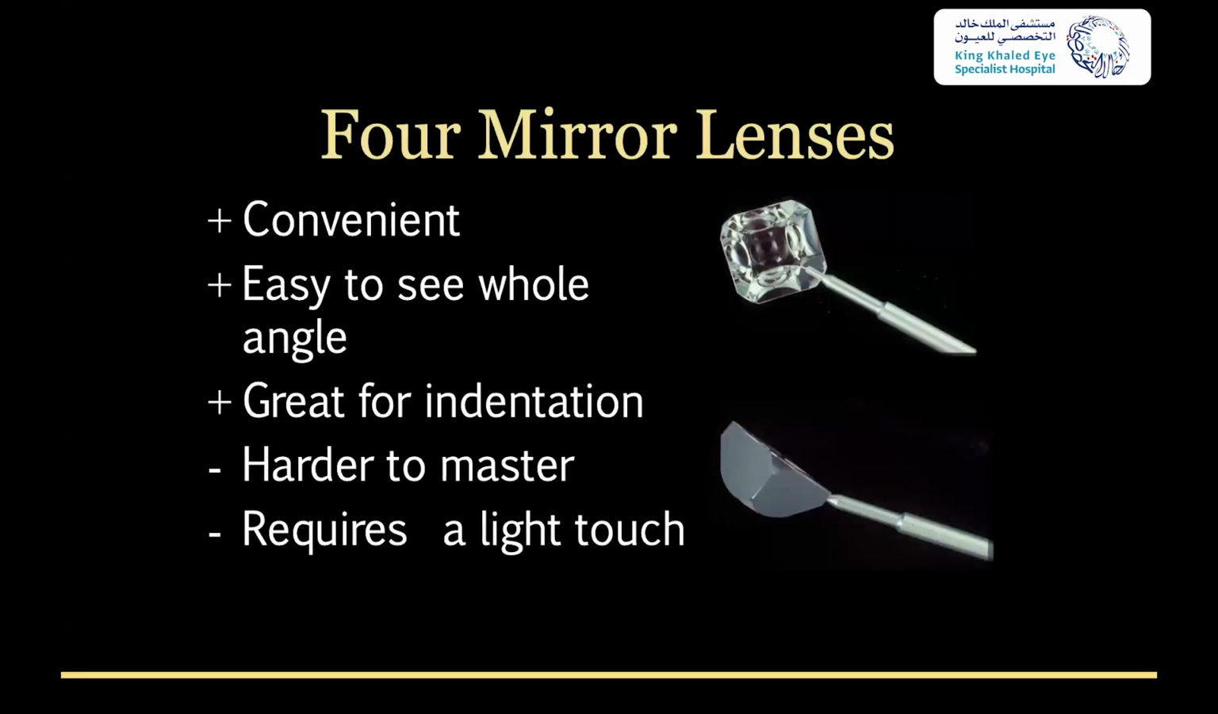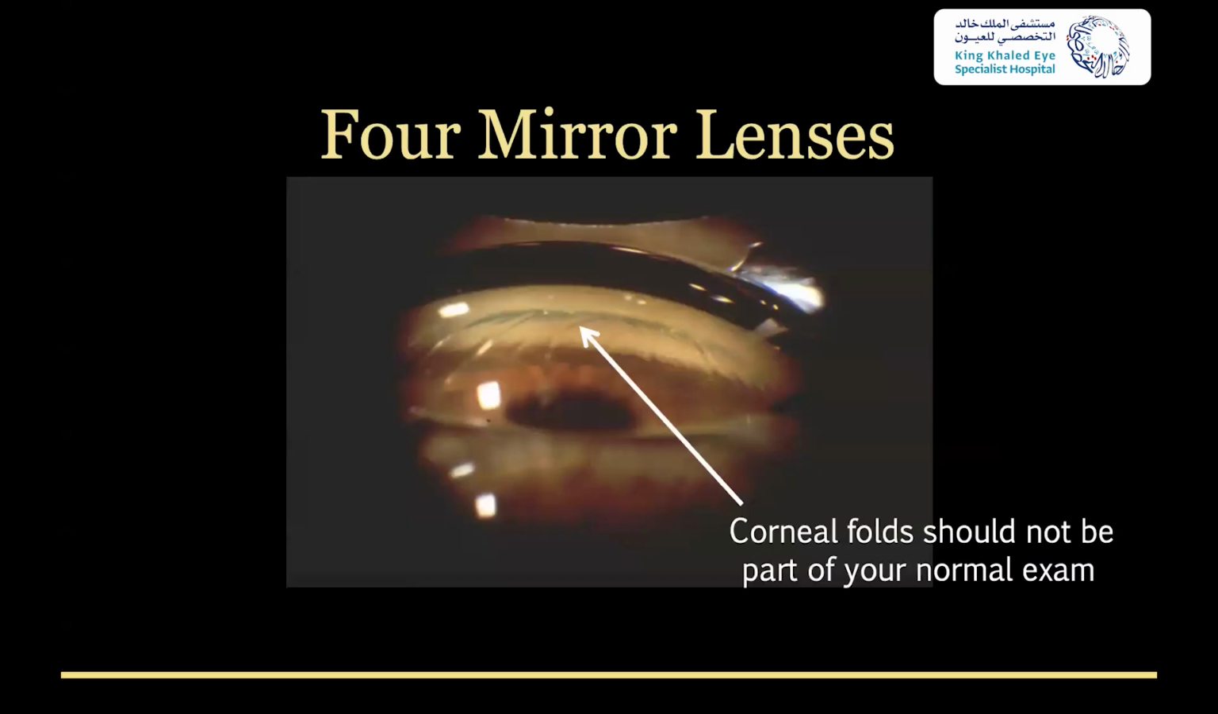So 4-mirror lenses are convenient. It's easy to see all 4 angles. It's great for indentation, which we'll talk about. It's a little bit harder to master, and it requires a light touch. So corneal folds should not be part of your normal exam. I know that for my residents and fellows, if they're looking through the side scope watching me do gonioscopy, it's kind of annoying for them because I hold the lens so lightly that air is always flashing under the lens. If you hold it with a death grip, you're always going to have folds and you'll never see a narrow angle.